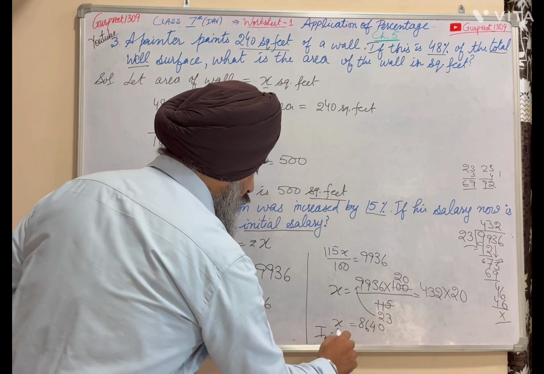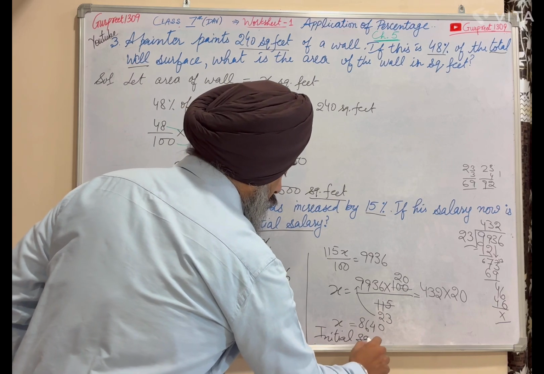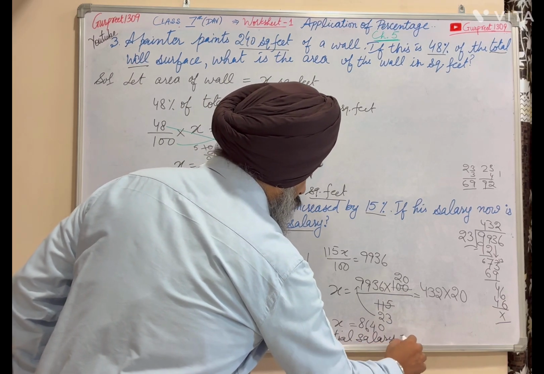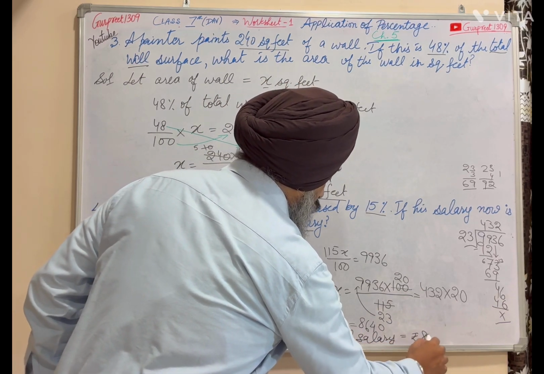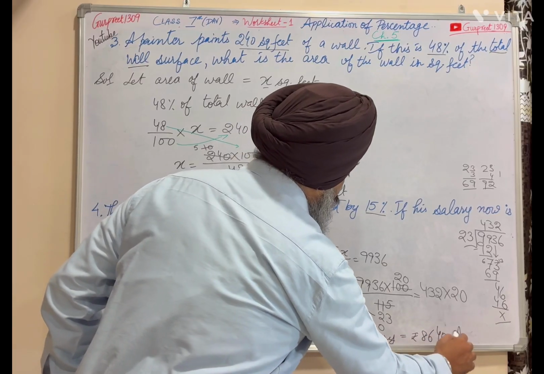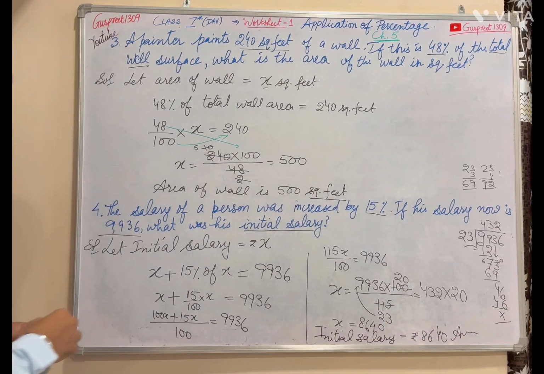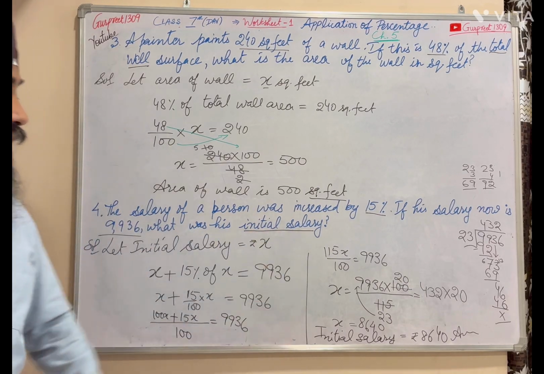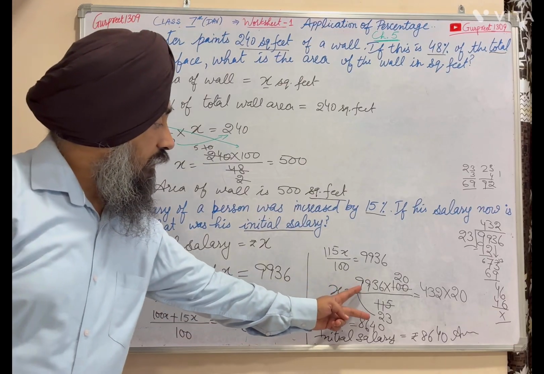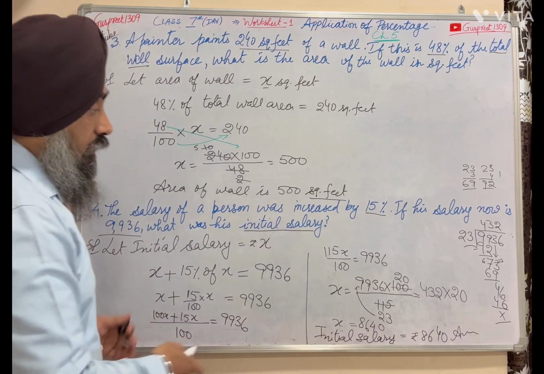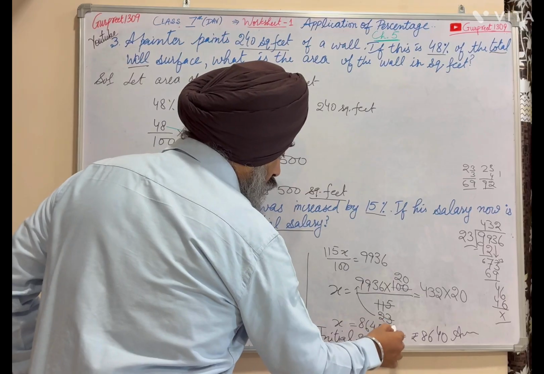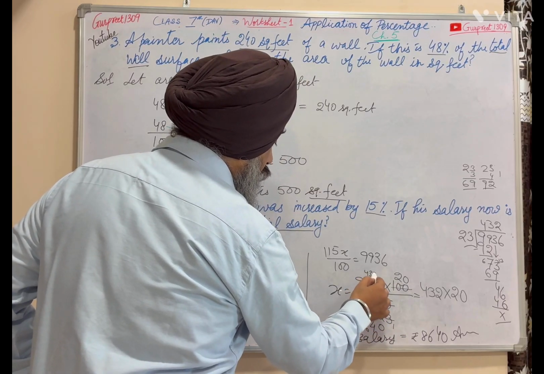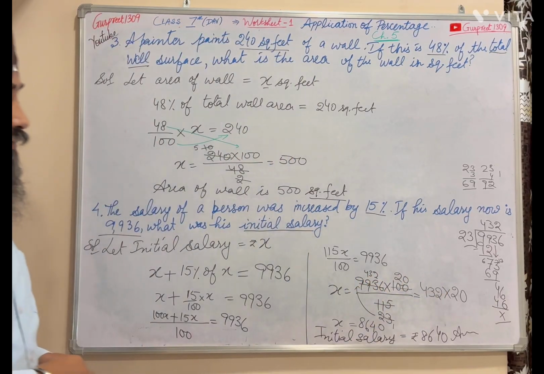So initial salary is rupees 8640. That will be the answer. So in this way you can solve question number 4. This is increased by 15%. Then take the LCM and get the value of x. These two things are divided here. That is what we get, 23 ones are 23 and 432. 432 multiplied by 20 gets 8640, which is the initial salary.